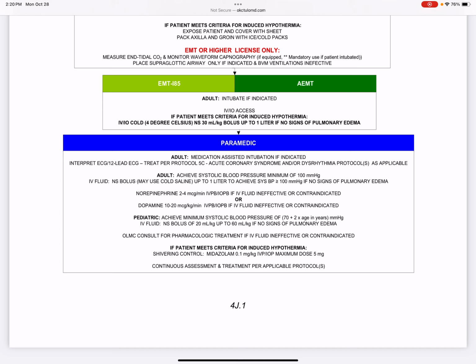And again, for both of those, this is only used if fluid is ineffective or contraindicated. An instance where it'd be contraindicated is if they have a history of congestive heart failure and they have pulmonary edema or anything like that, where we can't just give them a bunch of fluid. That's where we'd have to give the norepi or the dopamine. But some of the times, fluid's not going to get that blood pressure up to where we want it, so we're going to have to go to that norepi or dopamine.